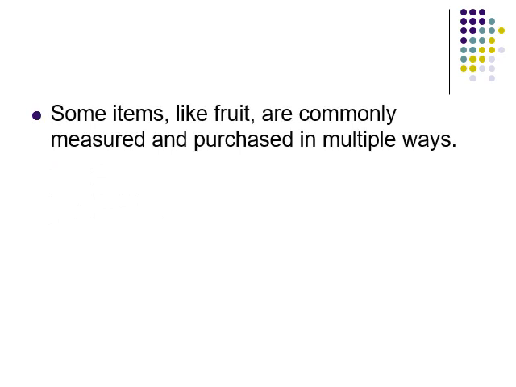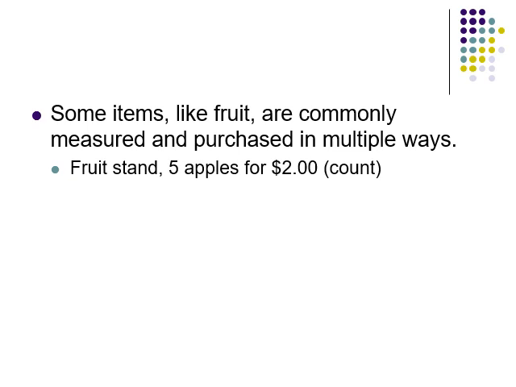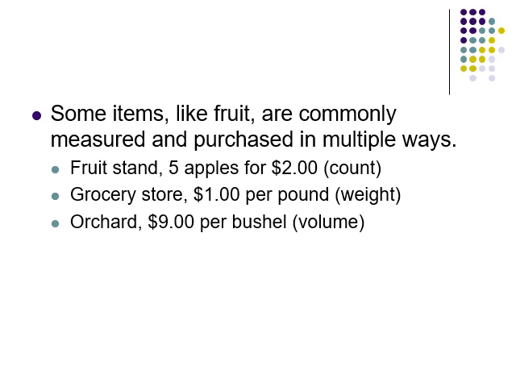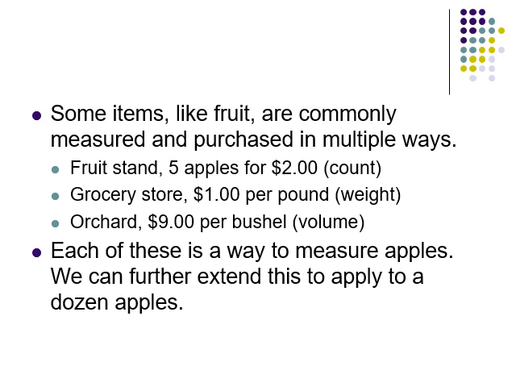Now, some items, again, like fruit, are commonly measured and purchased in multiple ways. So, let's say you go to a fruit stand. It might say that 5 apples are $2. So that means that it's buying it by count. You could go to the grocery store, say it's $1 per pound, you're buying apples per weight. Let's say you go to an orchard, you're buying apples, let's say $9 per bushel, you're buying it by volume. You're buying the same thing, but you're buying it based upon price, based upon different measurements. And that's okay, there's nothing wrong with it.